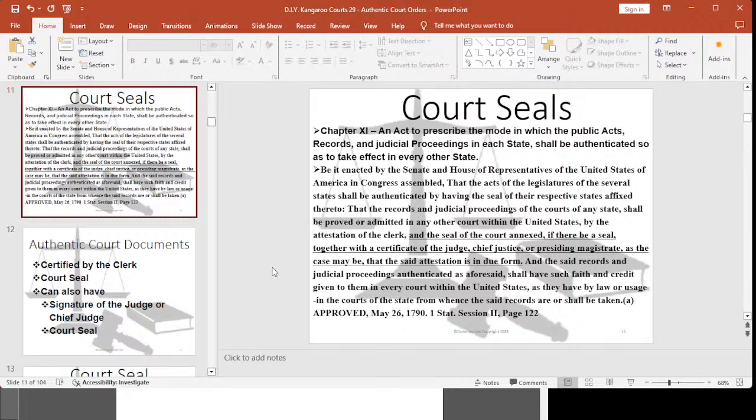If there be a seal, together with a certificate of the judge, chief justice, or presiding magistrate, as the case may be, that the said attestation is in due form, and the said records and judicial proceedings authenticated as aforesaid, shall have such faith and credit given to them in every court within the United States as they have by law or usage in the courts of the state from whence said records are or shall be taken. So that's May 26, 1790.